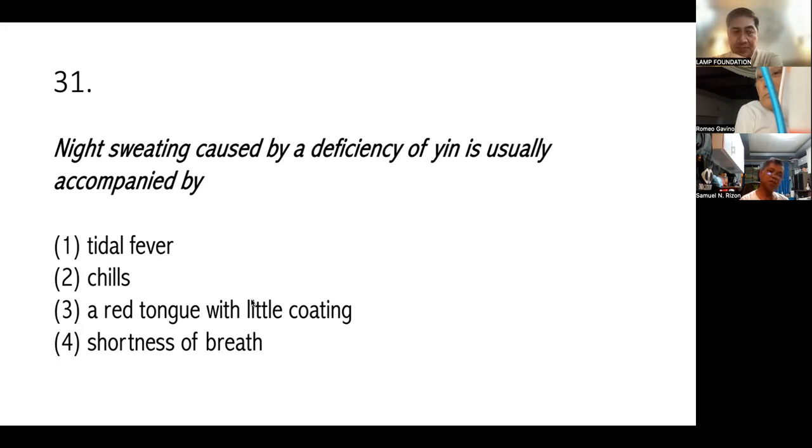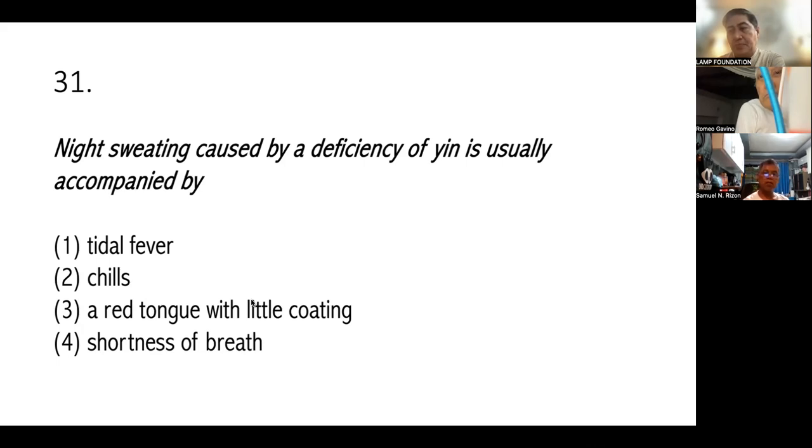Number 41, night sweating caused by a deficiency of yin is usually accompanied by: 1, tidal fever; 2, chills; 3, a red tongue with little coating; shortness of breath. Kapag night sweating caused by a yin deficiency, ito yung 1, 2, 3: tidal fever, chills, a red tongue with little coating. Anong ibig sabihin po ng tidal fever?